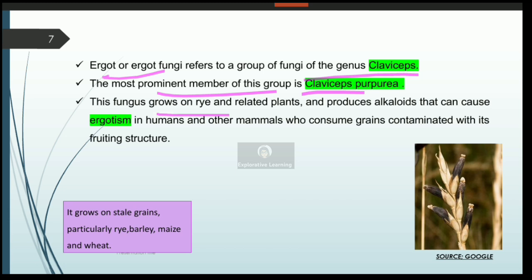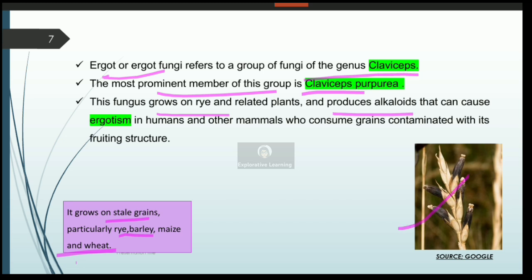purpurea. The fungus grows mostly on rye or other related plants that are found in the fields, and these plants could be some stale grain, which can be either ragi, barley, maize or wheat, or also on the rice plant. This is how ergot fungi look.